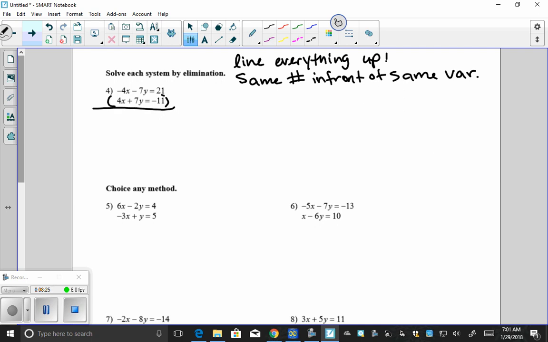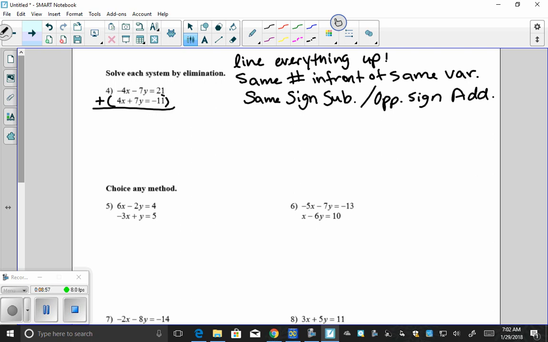So now I just have to combine my equations. Remember, same sign, subtract. Opposite sign, add. So because I'm looking at my x's, this is just what I see first. They have opposite signs, so I'm going to add them together.